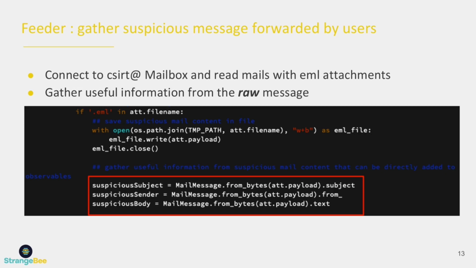So the first step is to gather a suspicious message. The program connects to a mailbox and reads mails with an email attachment. Finding this type of attachment is an indicator that this is a forwarded message. Then the program gathers useful information from the raw message. So there we will see that the program collects the subject of the suspicious message, the sender email address, and also the body of the suspicious message.